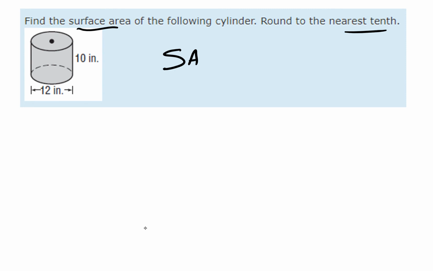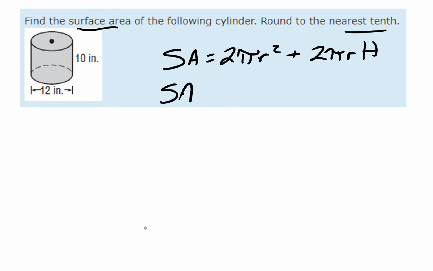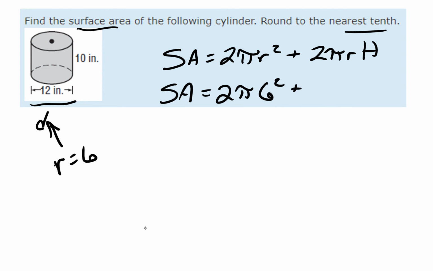This should be a piece of cake compared to that last problem. Our surface area formula: 2 pi r squared plus 2 pi r times the height. We start to plug in our values. It'd be 2 pi times our radius. Notice here that's our diameter, so that means our radius has to be 6. So we're going to go 6 squared plus 2 pi times 6 times the height, which is 10.